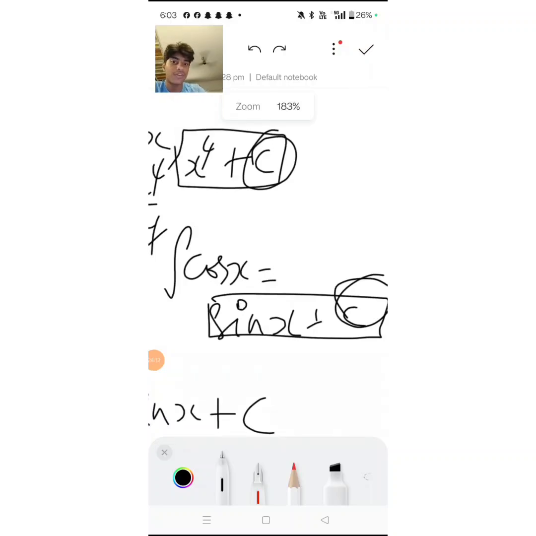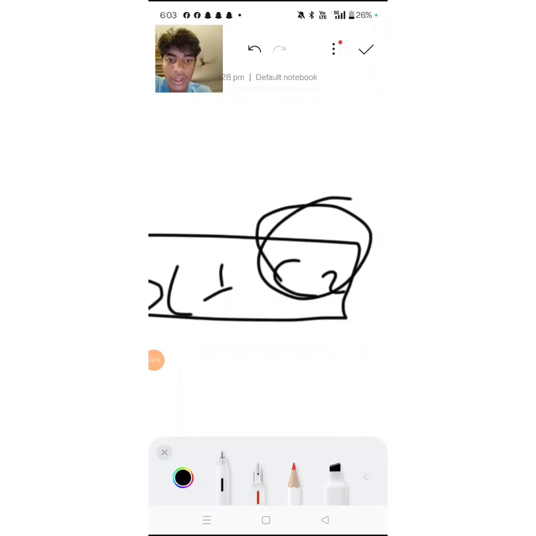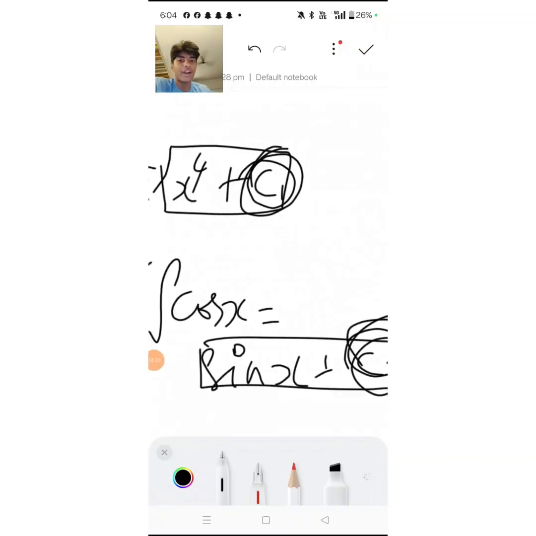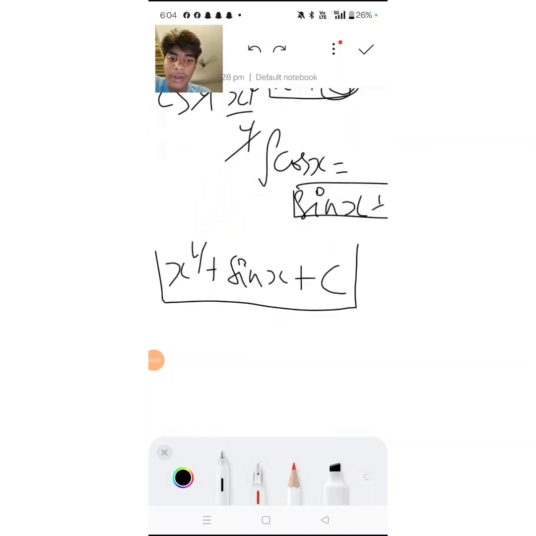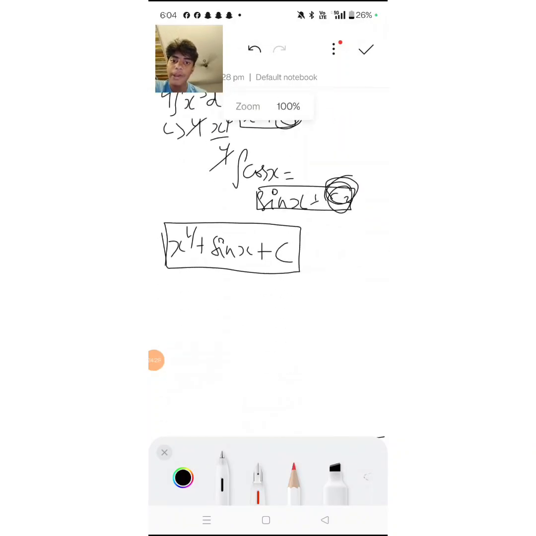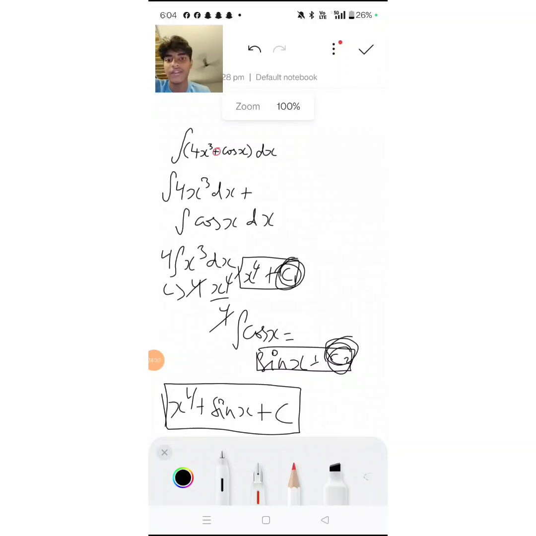So this is your constant 1, and this is your constant 2. When these two constants act together, they form a third constant. This is c3. But we are not numbering it because there's no need to. We know that it's just a constant and we don't know its value.